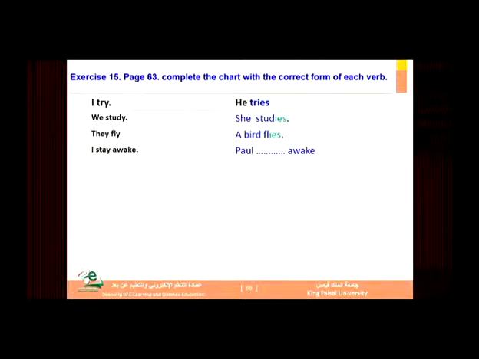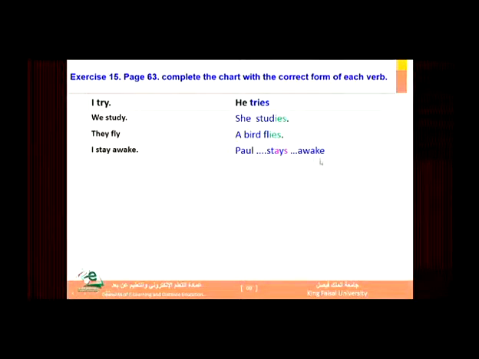I stay awake. Ball stays awake. What do we do with this verb? Look at this verb. It is the verb stay. This verb ends in Y, that's true. But if you look before the Y letter, you will find a vowel sound rather than a consonant. So we have A. So we have a vowel. In this case, you cannot delete the Y and replace it with I. You just add an S because you have a vowel here.